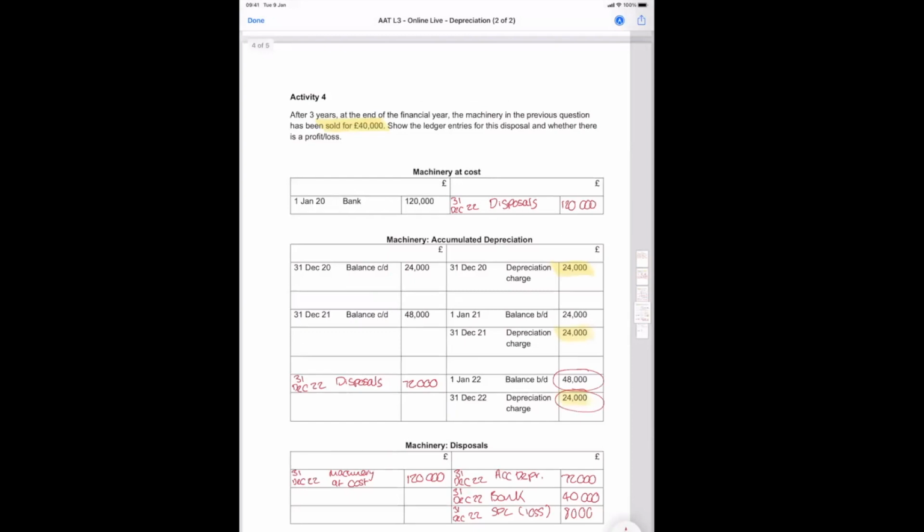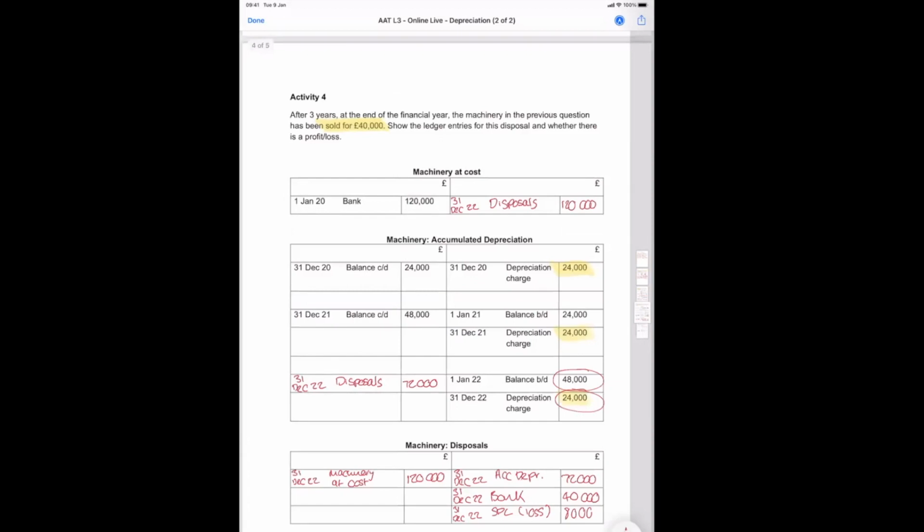From the machinery at cost account. Okay. And just as we did in the previous example, we're going to debit the accumulated depreciation account 72,000. We're going to credit the disposals account 72,000 as well. And that's our accumulated depreciation. So that part is exactly the same.